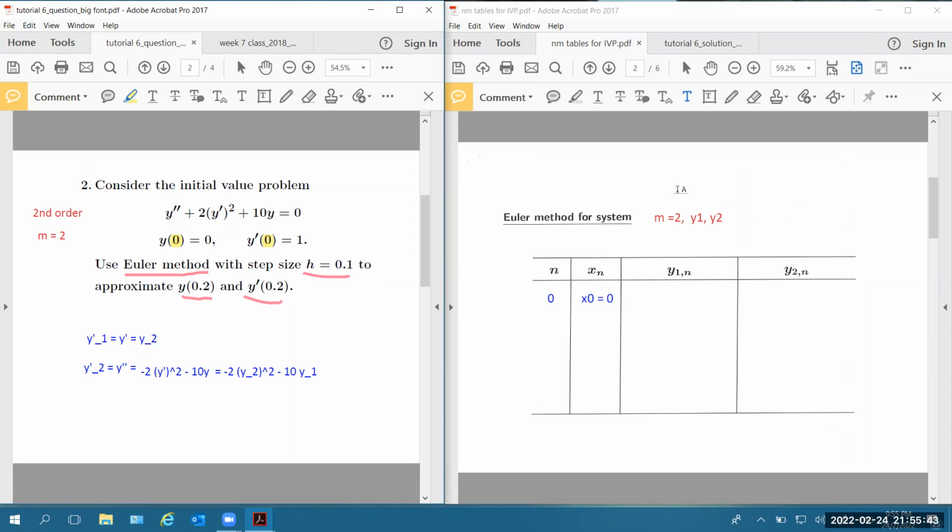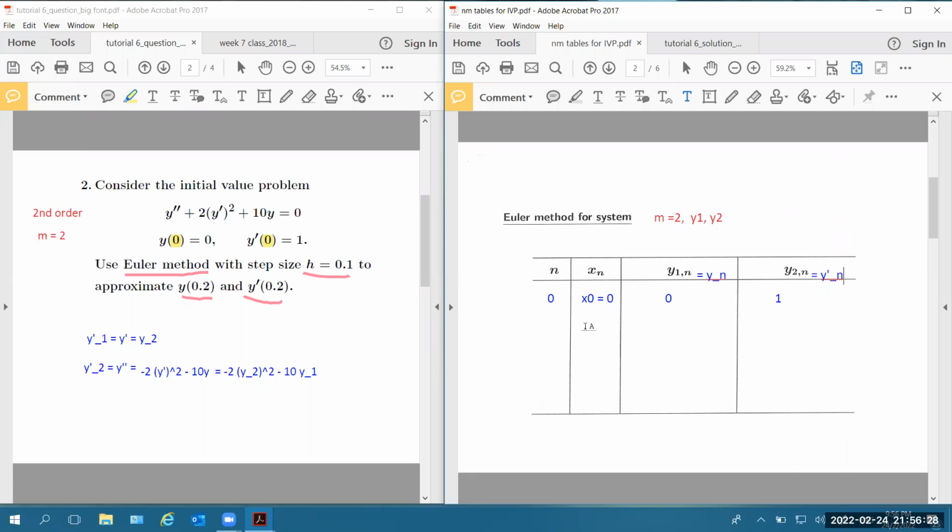And then of course, my y1 0 is your initial y1. Your y1 is y, right? So this will be your 0. And the next one is my y2 0, the initial y2. My y2 is y prime, right? So this is 1. So this one is my yn, the previous yn, and this one is my y prime n, the previous y prime. So this is how you get it.